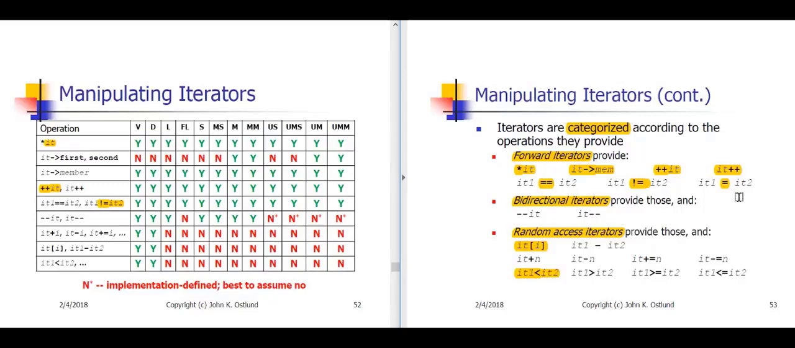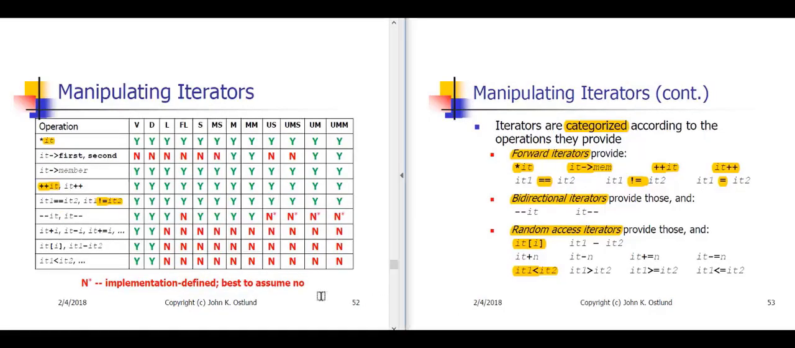Taking a look at this table on slide 52, we see that all dozen of these container types support forward iterators. That is, they support all of the necessary operations shown for forward iterators here on slide 53. Let me clean up this blast of highlighting that I just did.